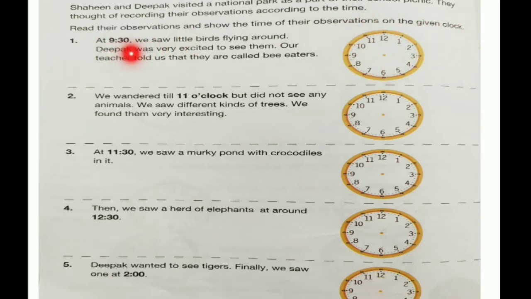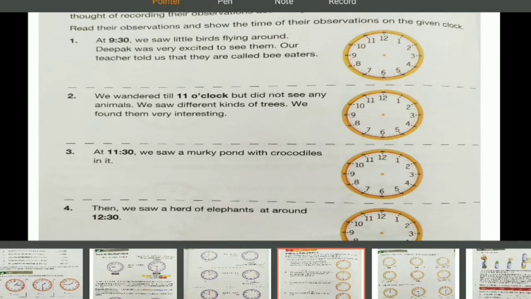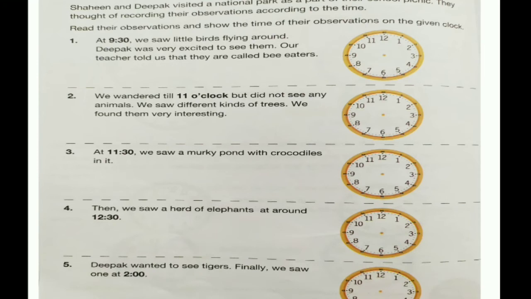Here their observation times are given, see: 11 o'clock, 11:30, 12:30, 2 o'clock. According to this time, you have to draw the hands on the clock, the short hand and the long hand. I will do one example for you, children. The next example you have to do.